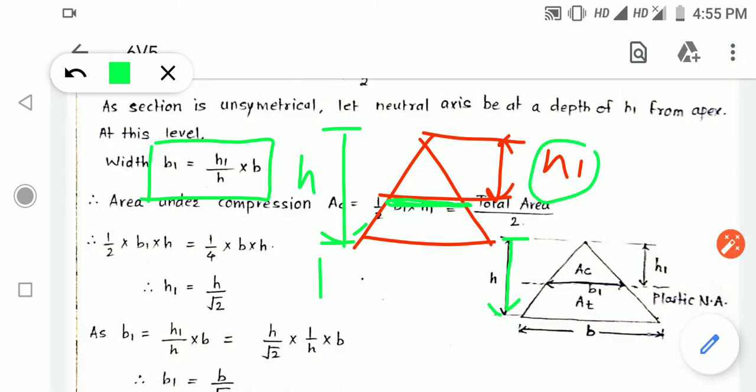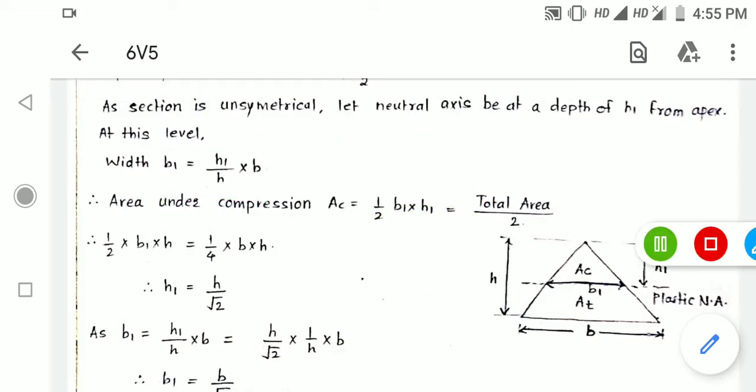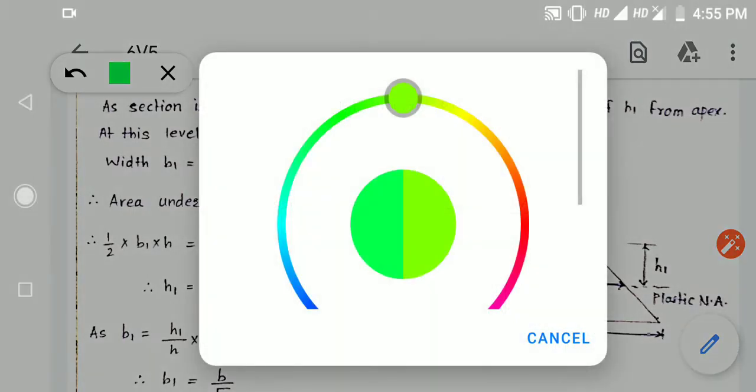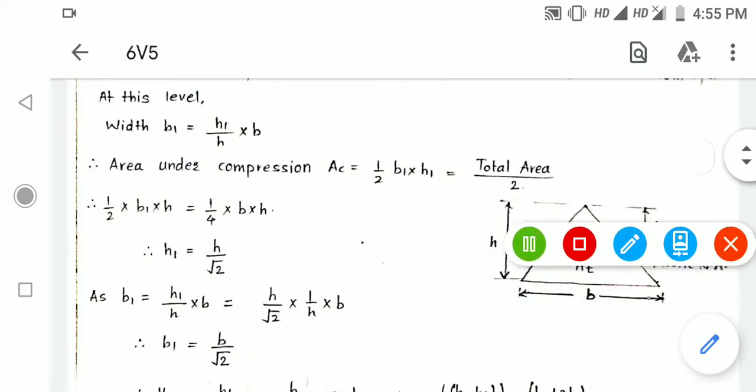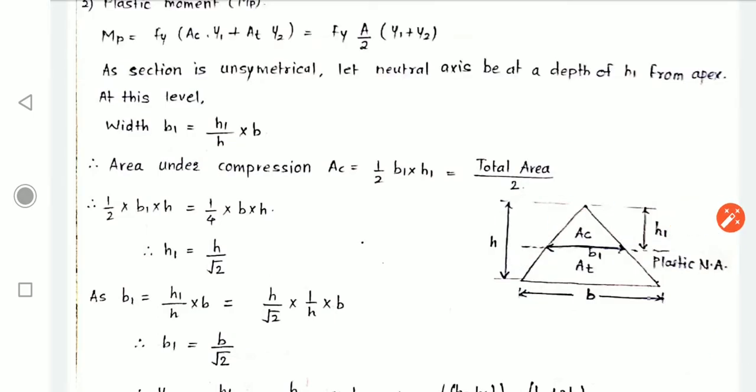Okay, so h1 by h equals b1 by b. Where is b1 and b? You can see in this diagram, it is much clearer over here. Okay, h1, b1, b. And from there I wrote b1 is equal to h1 by h into b. Understood?